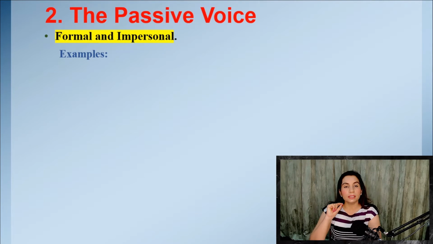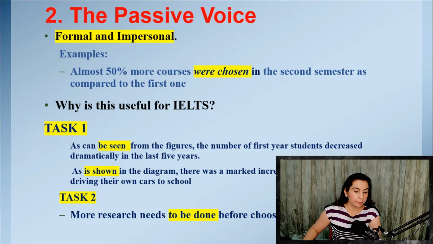We all know that in the writing portion of the IELTS, that is task 1 as well as task 2, formal language is required by the examiners, and they only grade you well if you have formal language. No casual language is allowed, and we lose our marks if we use casual language. Now let's see with the help of an example. Almost 50% more courses were chosen in the second semester as compared to the first one. So this is the passive voice where the word chosen is used to make it in the passive form.